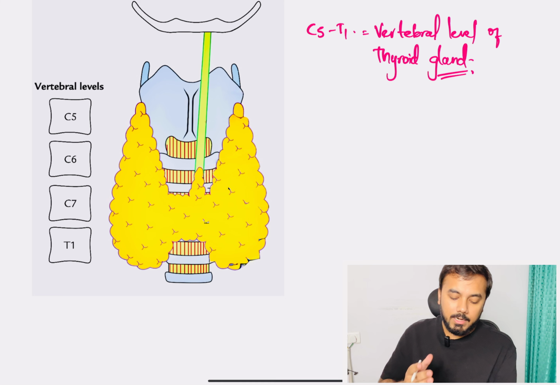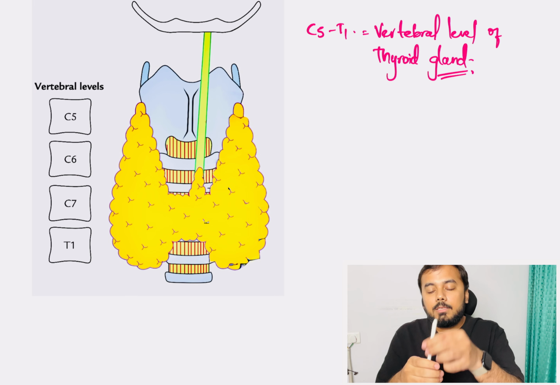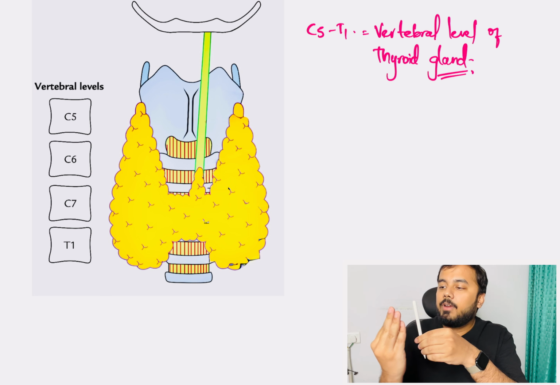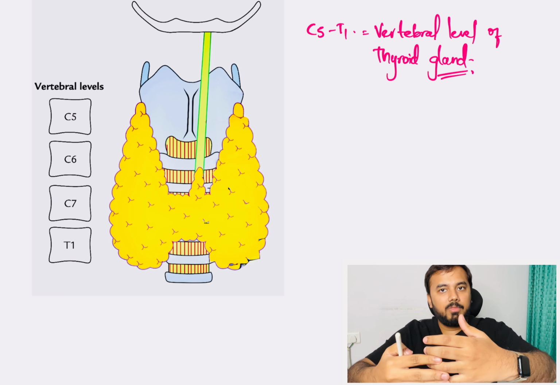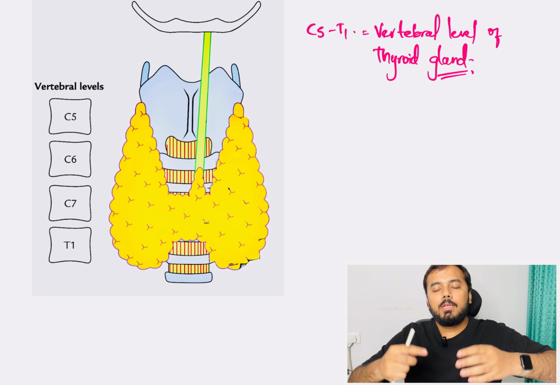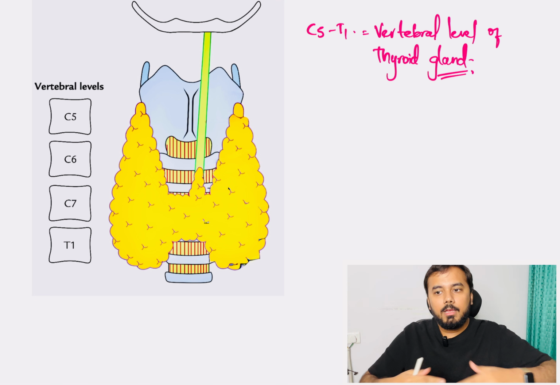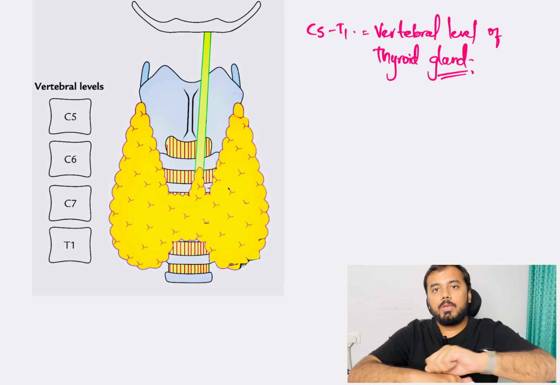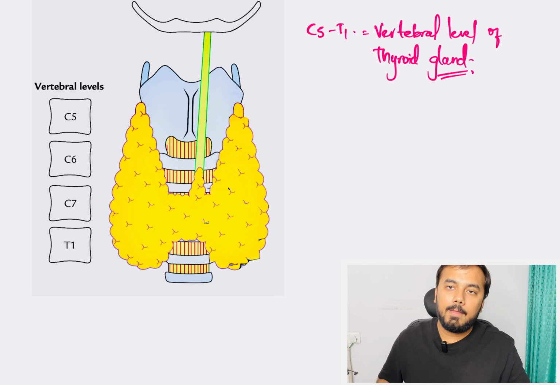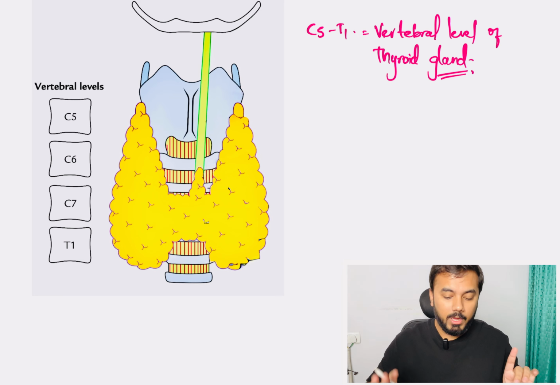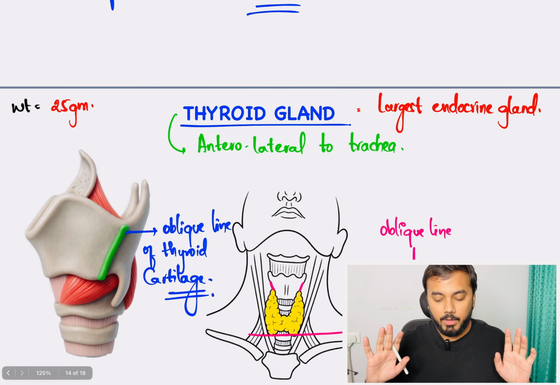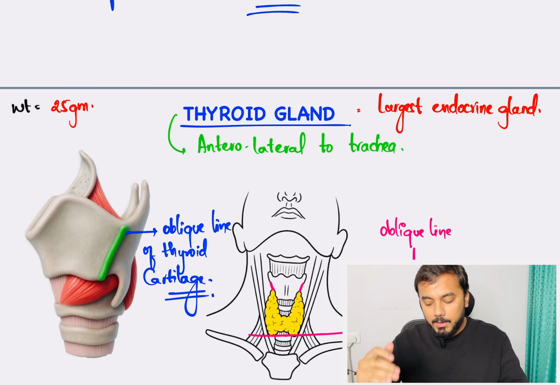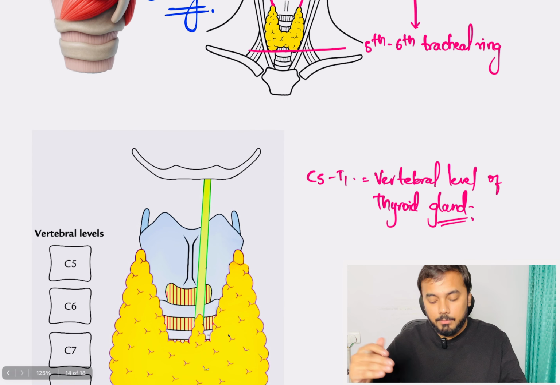Okay, guys, just remember like this: the center part is the trachea. In front of the trachea there is the thyroid gland. Actually, the thyroid gland is hugging the trachea from the front. Just imagine that there is a pole over here and you are hugging the pole from the front. That is how the thyroid gland is situated. So far I told you only the topography. You have to remember the oblique line till the fifth to sixth tracheal ring, and when it comes to vertebral levels, it is from C5 all the way till T1.